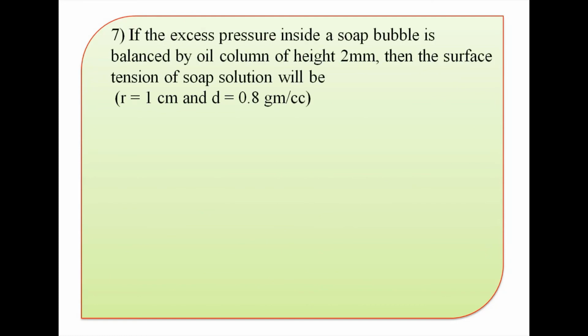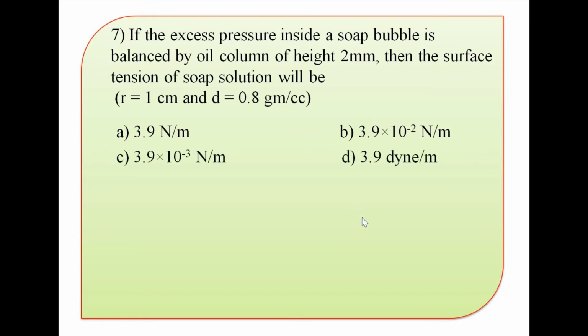If the excess pressure inside a soap bubble is balanced by an oil column of height 2 mm, then the surface tension of the soap solution will be. Radius given is 1 cm and density given is 0.8 gram per cubic centimeter. Let's see the options. Option A is 3.9 Newton per meter. Option B is 3.9 into 10 raised to minus 2 Newton per meter. Option C is 3.9 into 10 raised to minus 3 Newton per meter. And option D is 3.9 dyne per meter. Let's see the solution.